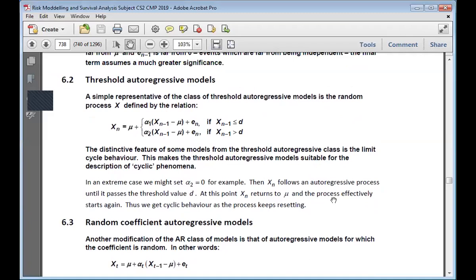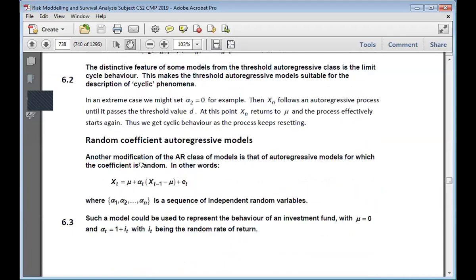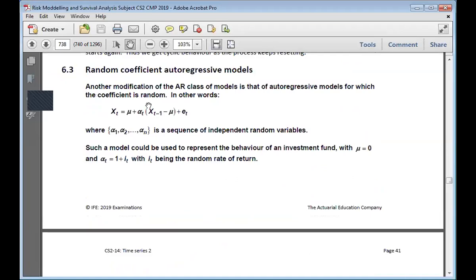Again, they are saying that in the extreme case, you might just set this to 0, where until and unless your xn minus 1 takes a value d, you have some value for xn, but if it goes beyond d, it will take the value en, which is basically random white noise. Okay, the next kind of model that you might have is a random coefficient autoregressive model.